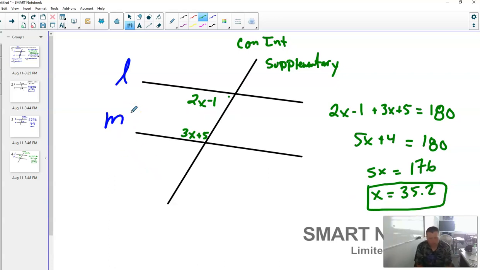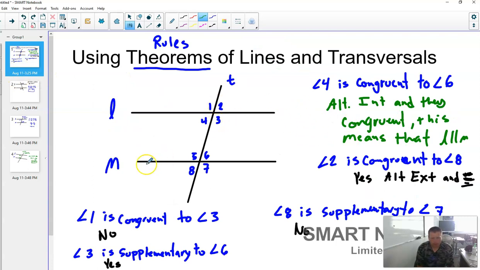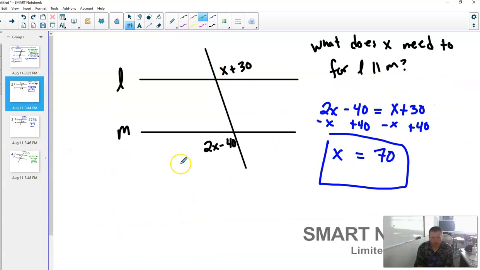Again, our goal is always to prove, or to figure out what needs to happen for the lines to be parallel. Just a quick recap: we talked about what would make these lines parallel, and what x has to be to guarantee that. It's got to be one of those four rules: alternating interior angles have to be congruent, alternating exterior angles have to be congruent, corresponding angles have to be congruent, or consecutive interior angles have to be supplementary. It's got to be one of those four for those lines to be parallel.